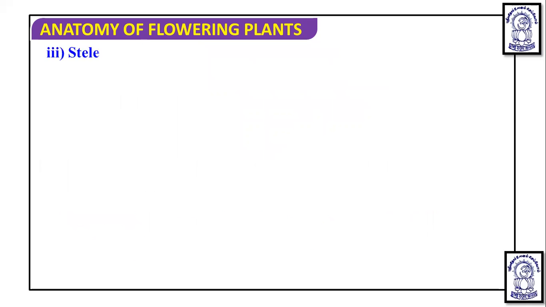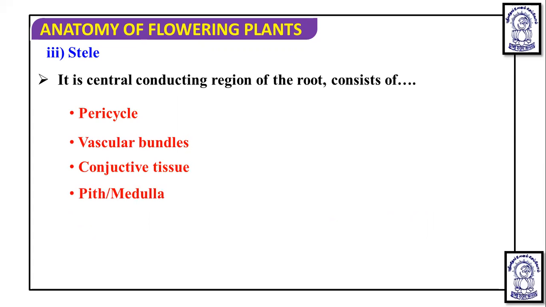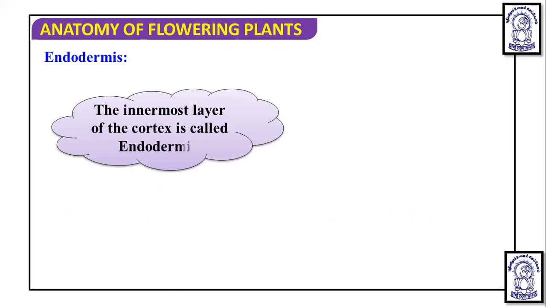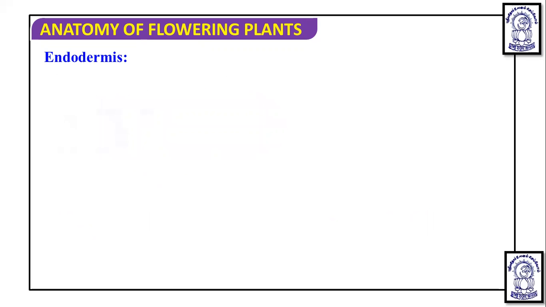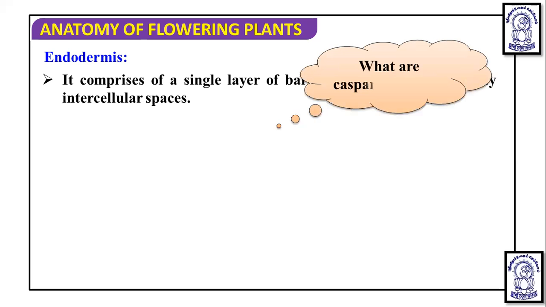Okay, now the stele is there. When we talk about the stele, it is the central conducting region of the root, and it consists of pericycle, vascular bundles, conjunctive tissue, and pith. And pith is also known as medulla. When we talk about endodermis, which is the innermost layer of cortex, it is comprised of a single layer of barrel-shaped cells. Without any intercellular space, they are closely packed.